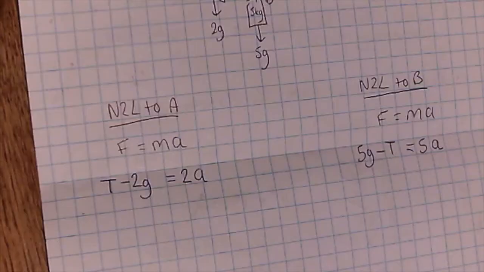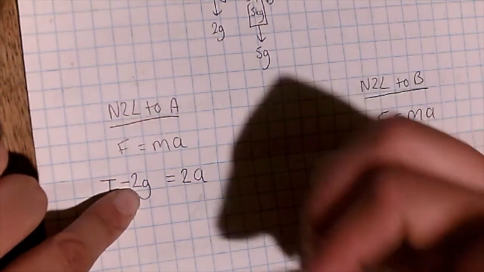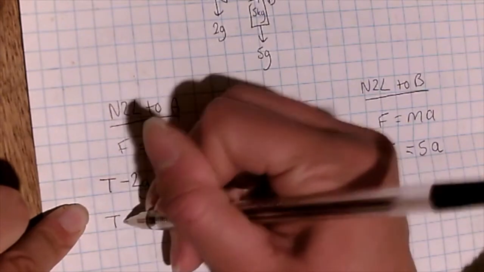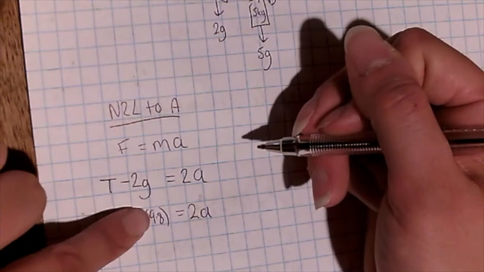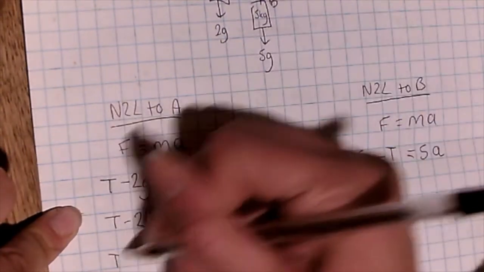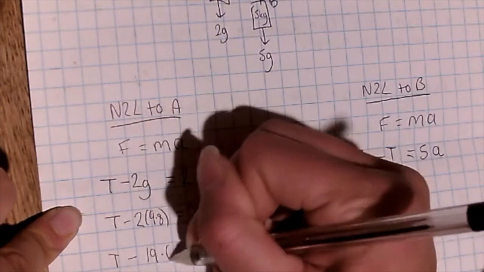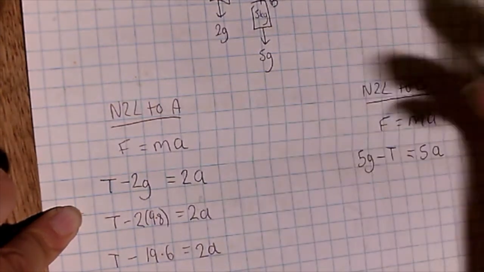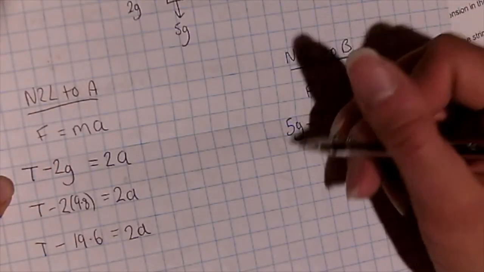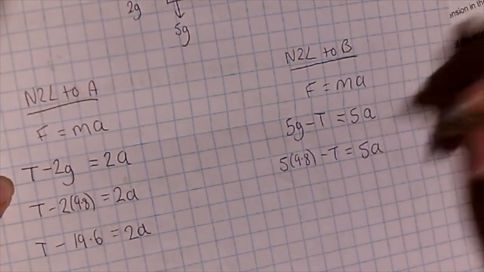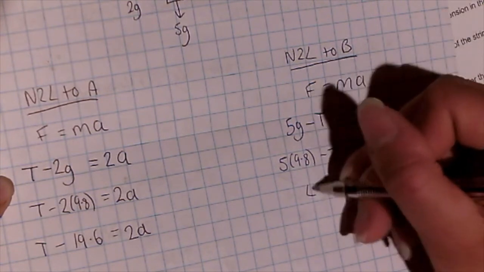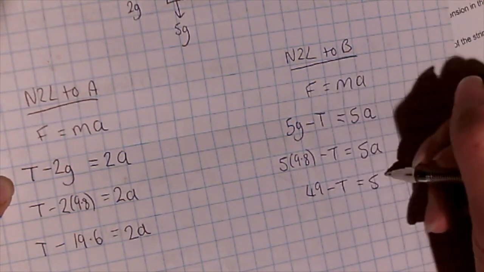By forming those two equations, we've actually got a lot of the marks already, so now we need to simplify them and solve them. So remember, g is 9.8, so we can now say for A that T minus 2 times 9.8 equals 2a, and 2 times 9.8 is 19.6, so this simplifies to T minus 19.6 equals 2a. For this equation, g is 9.8 also, so 5 times 9.8 minus T equals 5a, and 5 times 9.8 is 49, minus T equals 5a.